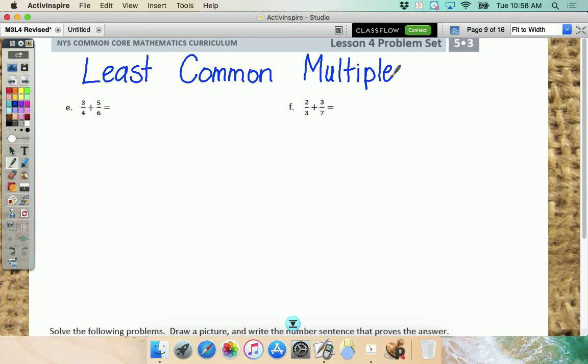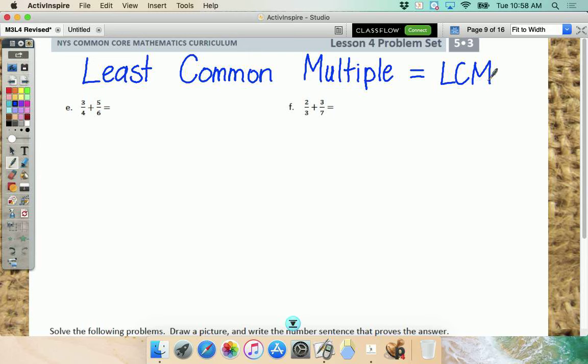And then we're going to call it LCM. Multiple in math could mean more than one. But we used our multiples when we did long division, and we wrote them down the side.